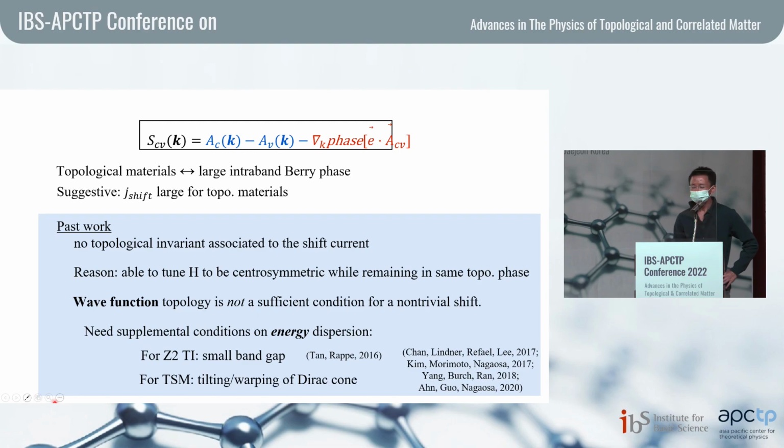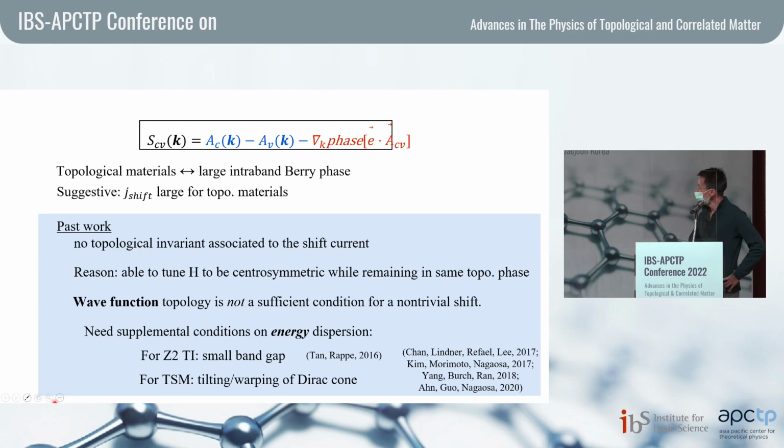And many people have thought that and have worked on it, but despite all that work, lasting several years now, no topological invariant has ever been found to be associated to the shift current. And I believe there's a fundamental reason for that. And the reason is that for all those topological materials that were studied previously, it's always possible to tune the Hamiltonian to be centrosymmetric while remaining in the same topological phase. So that is to say, you're able to tune the Hamiltonian to the point where your shift current is 0.